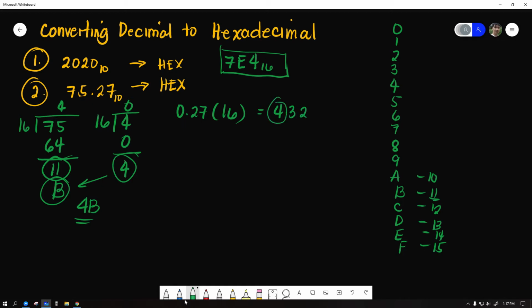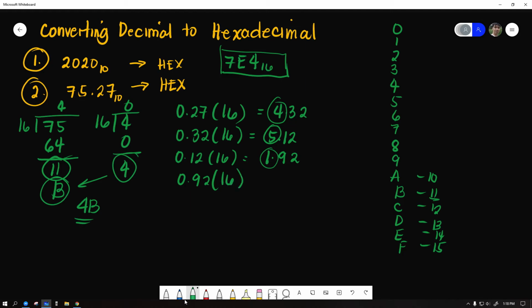Take note of the whole number. Then the remaining fractional part, just successively multiply it by 16. Then you'll be getting 5.12. Then the 0.12 part should be multiplied again by 16. You'll be getting 1.92. And then 0.92, take note of this.